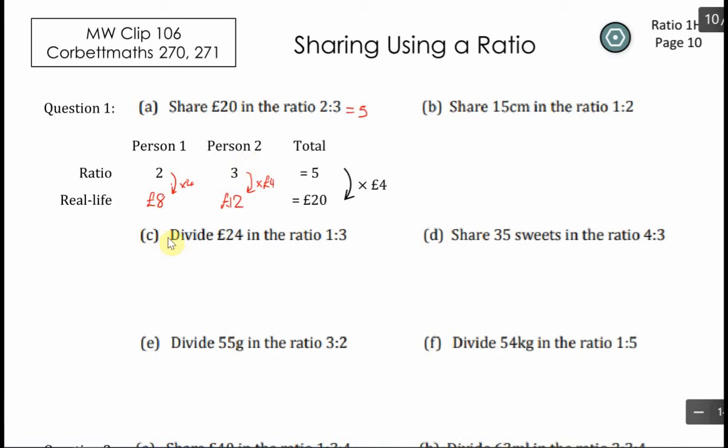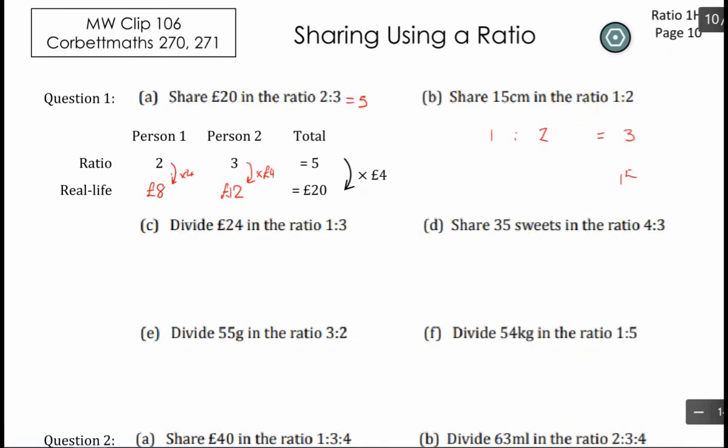And it's a good method because it immediately allows you to check that it will add up to the right amount as well. Okay, so I'll just do a few more of these and then I shall reveal the answers and you can mark your own. So on this one, 15 centimetres in the ratio 1 to 2. So in the ratio, 1 part to 2 parts, giving a total of 3 parts. And we know that the total we're sharing is 15 centimetres.